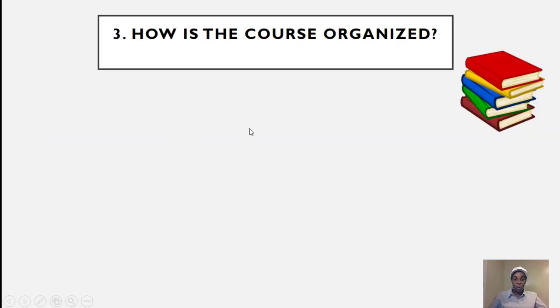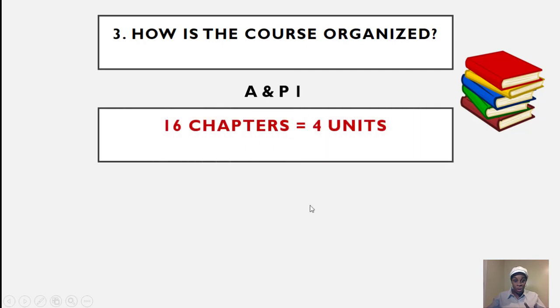Now, let's think about your book first. If you want to take A&P, make sure you buy a book, online book or paper book or something like that. Get a book. Open the book and see inside how it looks, how the chapters line up. Here I'm teaching A&P 1 this semester, and it has 16 chapters in the book that I'm using, which I divided into 4 units.